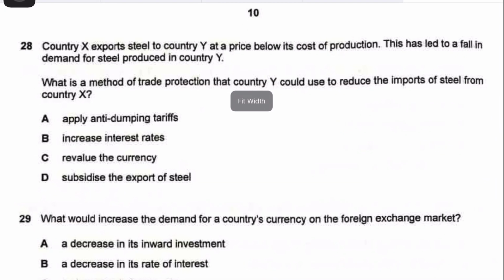Question number 28 says a country X exports steel to country Y at a price that is below the cost of production. So basically, country X is dumping its product, steel, in country Y. This has led to a fall in foreign demand for steel in country Y. What is the method of trade protection that country Y could use to reduce the imports of steel from country X? So definitely, country Y needs to come up with trade barriers so that it could protect its domestic infant firms. So definitely apply anti-dumping tariffs, because a tariff is a protectionist measure that this country could use to protect its domestic firms, because country X is dumping its products, that is, selling below cost of production, right?